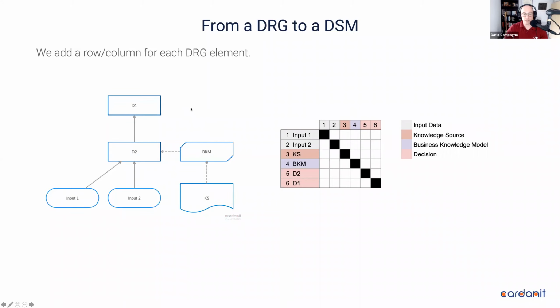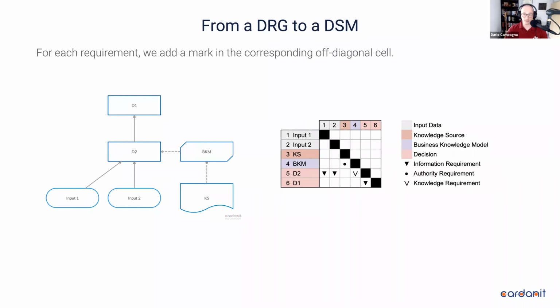So if the elements of our system are decisions and so on, the interactions are the requirements in the DRG. We have 3 types of requirements: authority requirements, knowledge requirements, and information requirements. And we can represent them as off-diagonal marks using three different markers. So we have gone for the triangle facing down for the information requirement, the dot for the authority requirement, and the V for the knowledge requirement, just to use the same connectors that we have in the DMN model.